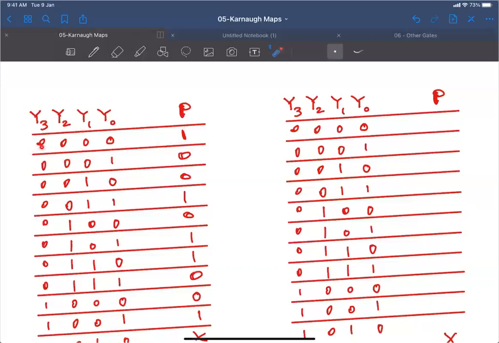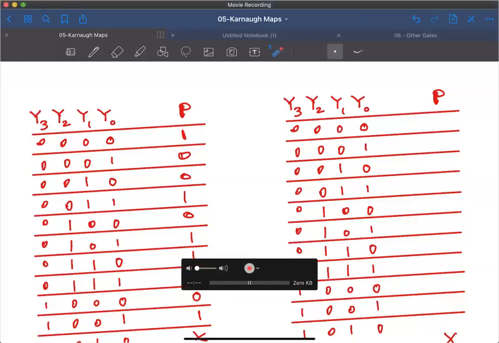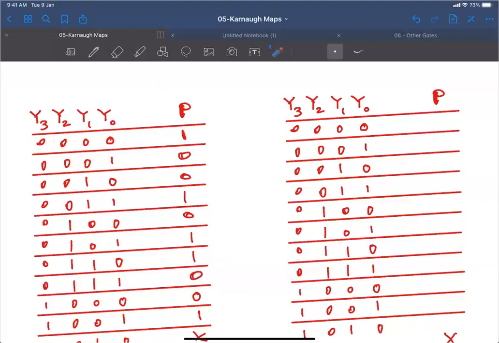My input is 0, 0, 0, 0. How many ones in my input? None. So it's even, right? 0 is an even number. So my P here is 1 because I need an odd parity.